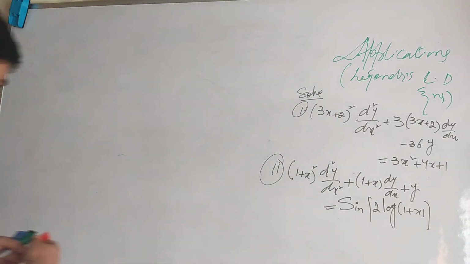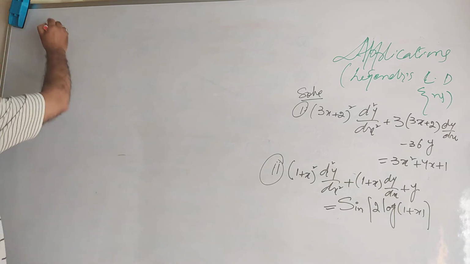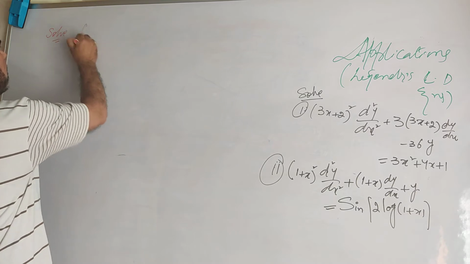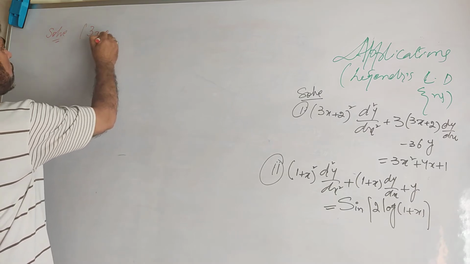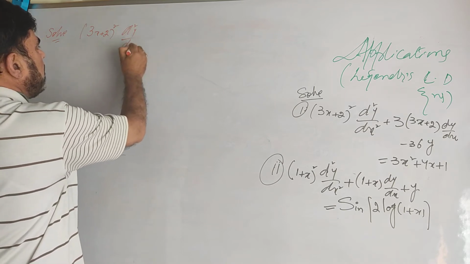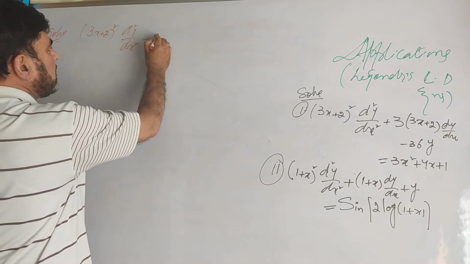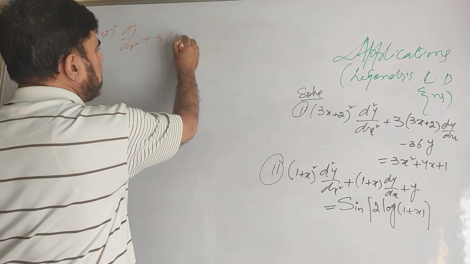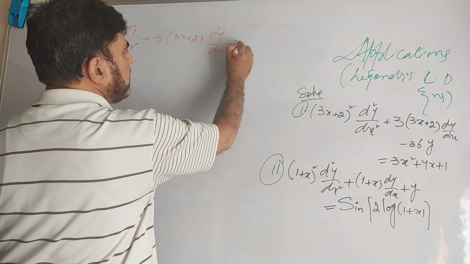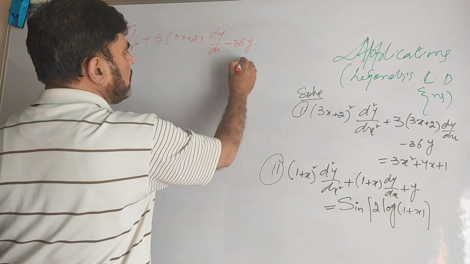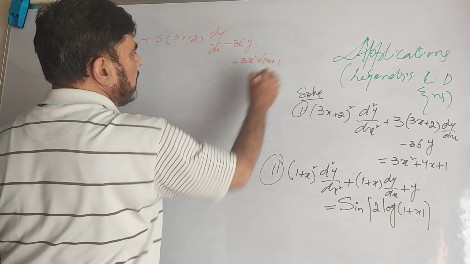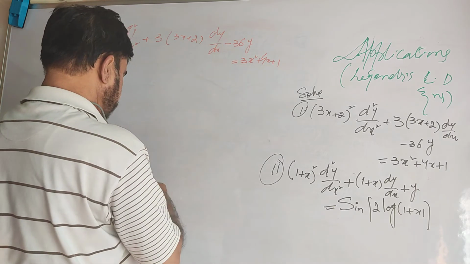Let me take the first one. We have to solve the differential equation (3x plus 2) square d2y by dx square plus 3 times (3x plus 2) dy by dx minus 36y is equal to 3x square plus 4x plus 1. Let me solve this differential equation.